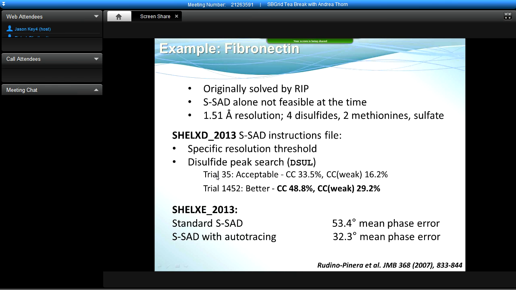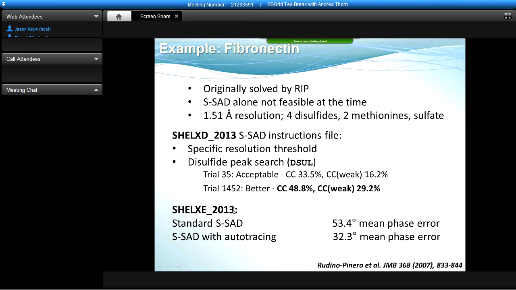Now, if we run SHELXD already in trial 35, we get good CC values. However, if we wait just 2 minutes longer with the multiprocessor version, in trial 1452, we get a much better solution that is almost entirely correct.